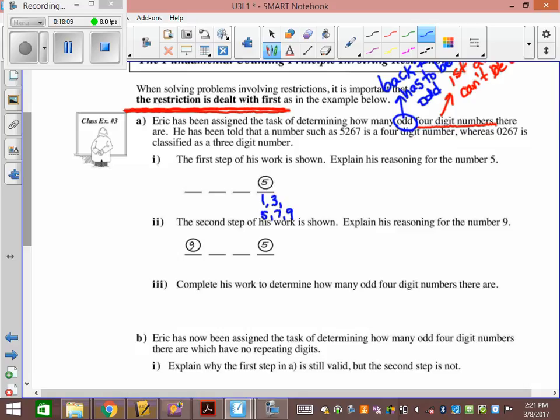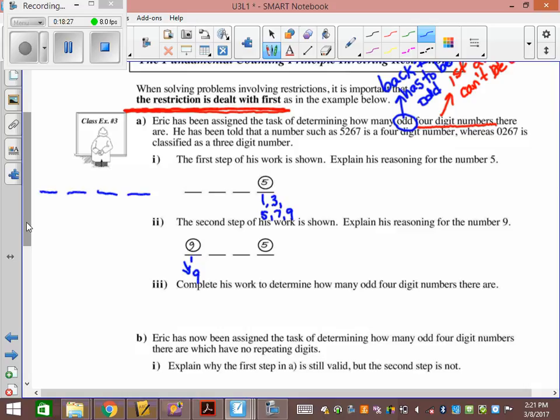Okay? Then I have to deal with my first blank, because that's my other restriction. The first blank can't be a 0, so it can be the numbers 1 to 9, right? So that's why they have a 9 here. This is the numbers 1 to 9. I never write it out separately like these blanks do in this book. I always just go like this.